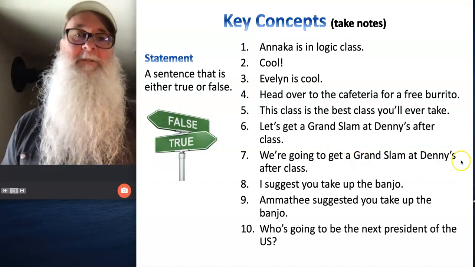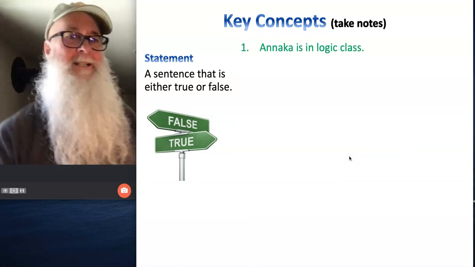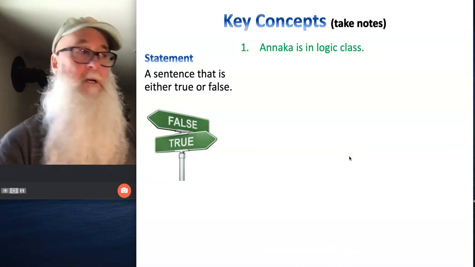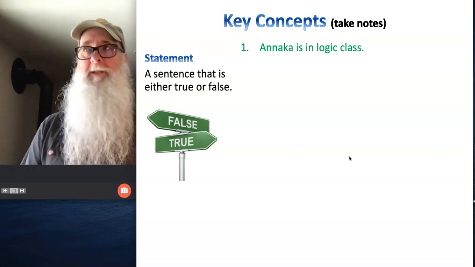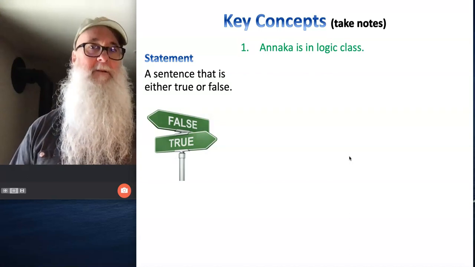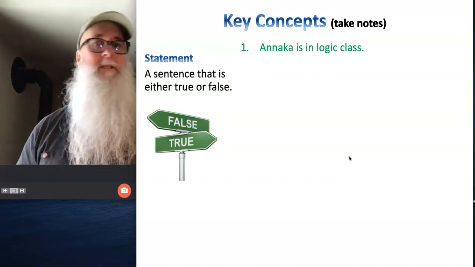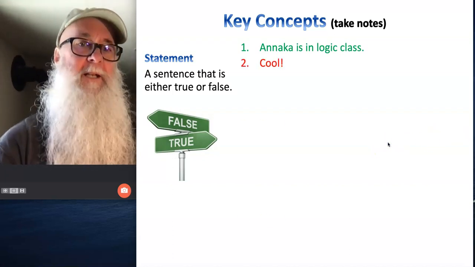All right, so let's see, which of these sentences are statements? Annika is in logic class. That's a statement, right? Because it's either true or false at a given moment. If you walk into a room full of people and you say, hey, look, there's Annika, and this is logic class, therefore this statement is true. But we might walk into a room and say, where's Annika? And we say, she's not here. Oh, okay, well, she's not in logic class then. Okay? So number one is a statement.